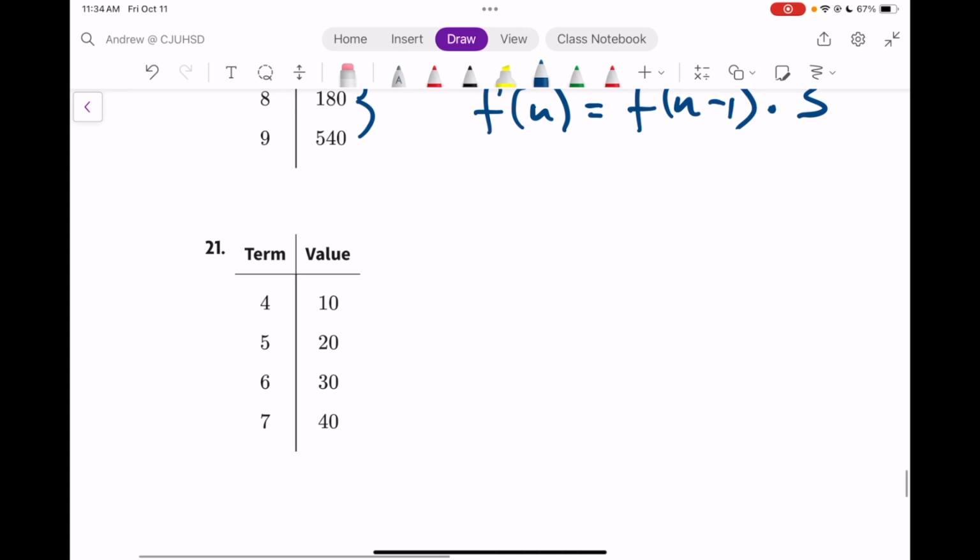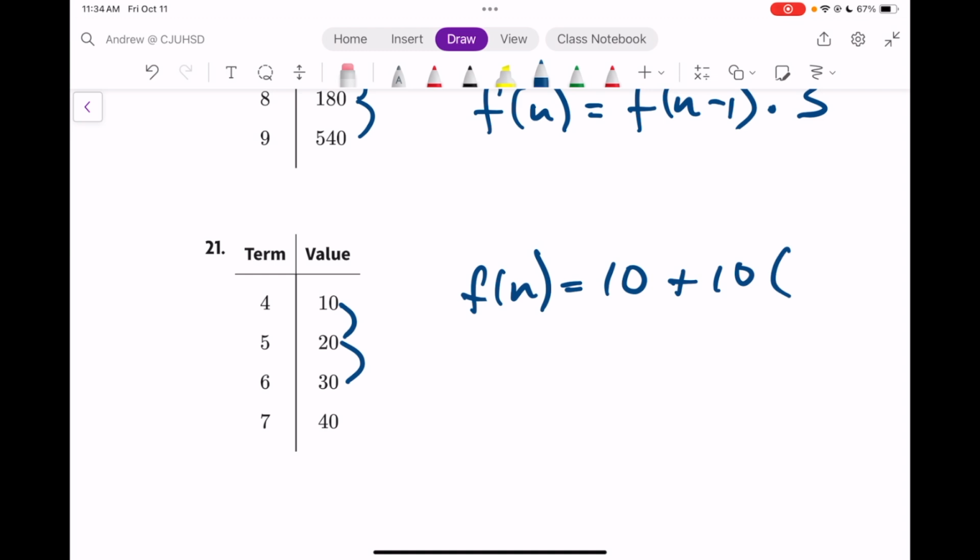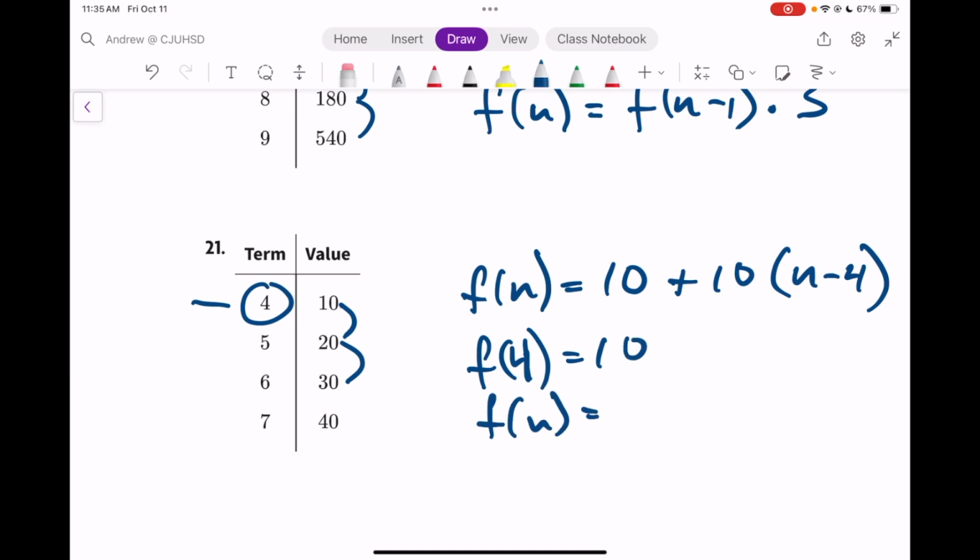21. F of n, let's do explicit. Start at 10, and you're actually adding 10. So it's going to be arithmetic, and we're starting at 4. So to compensate for that, we do n minus 4. There's our explicit. And then f of 4 equals 10, and f of n equals the previous plus 10.